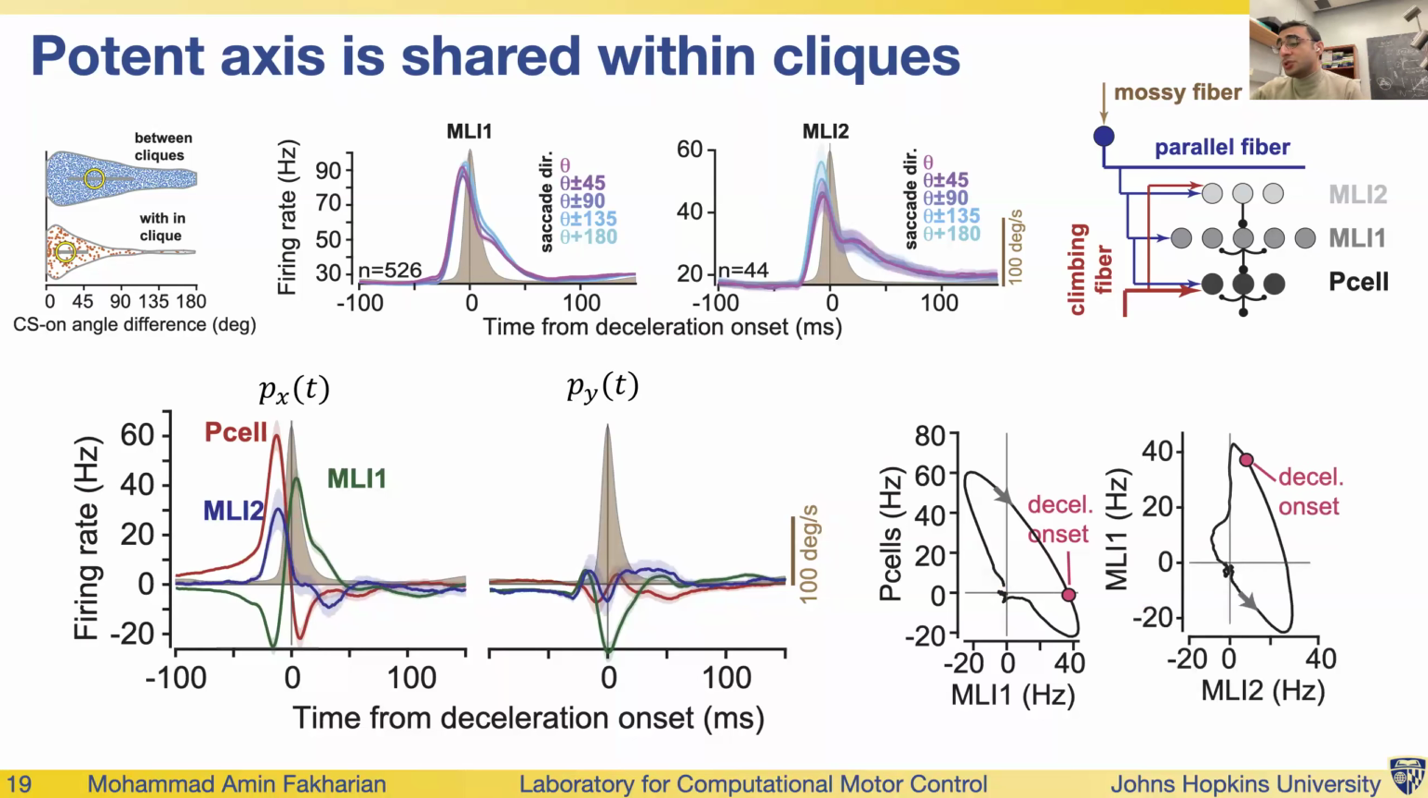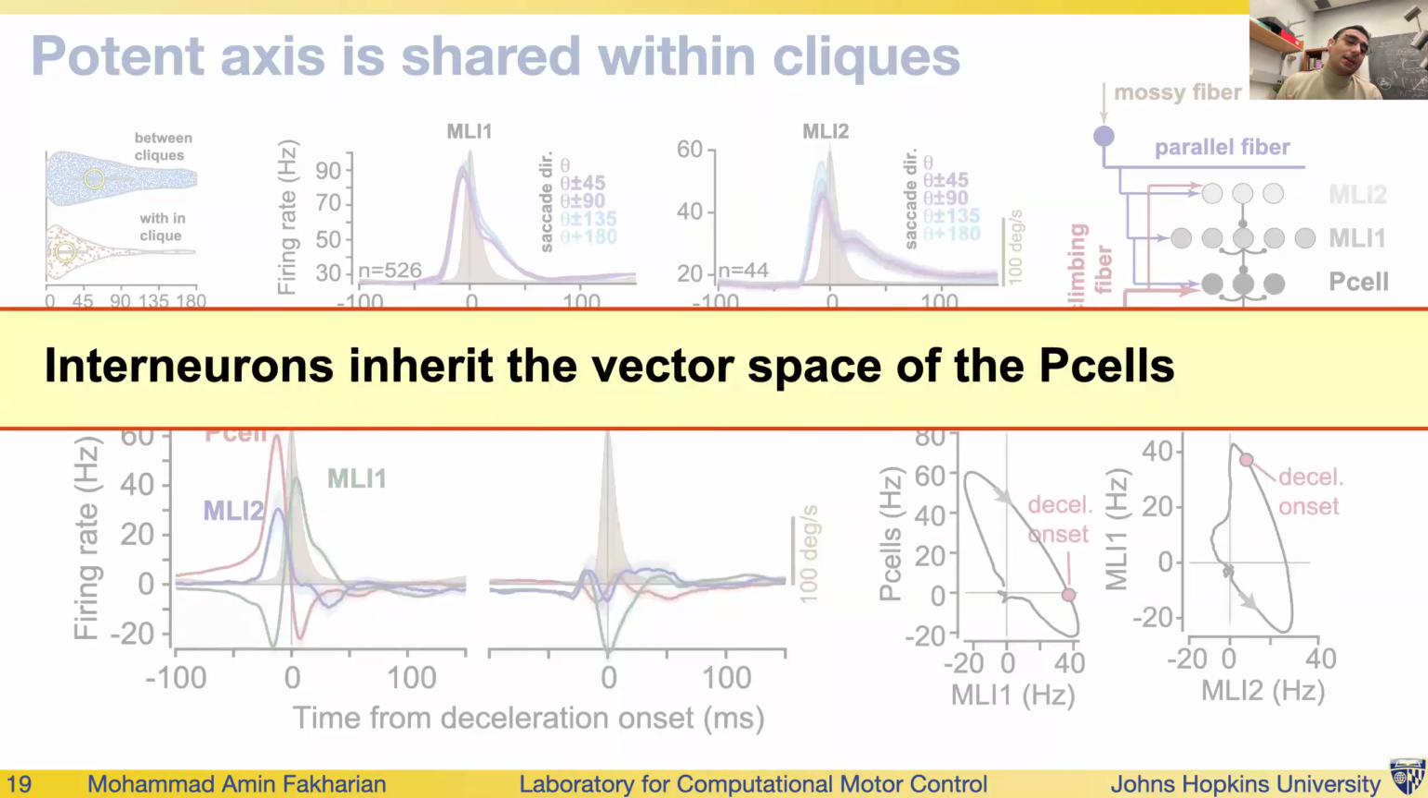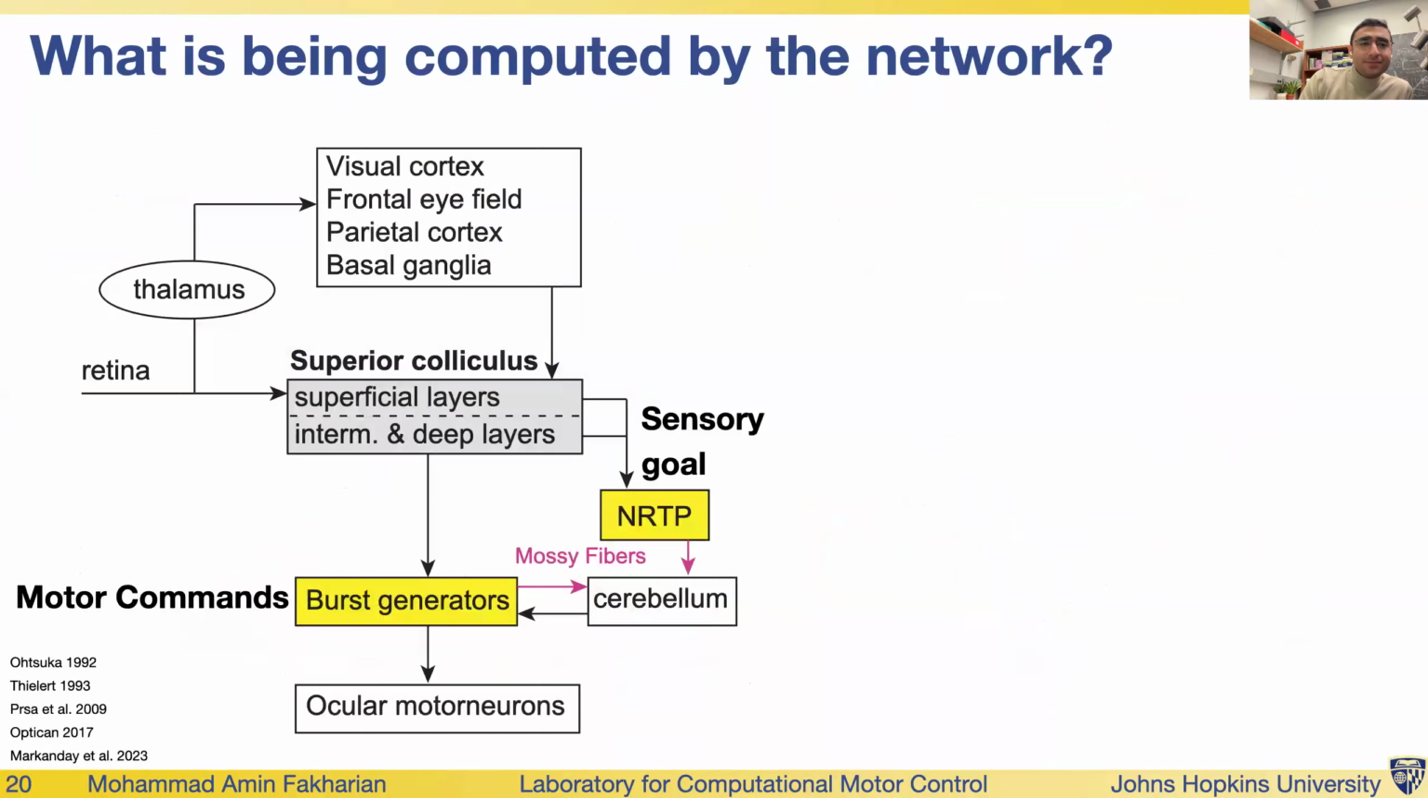And for MLI2s, the population activity is opposite of the MLI1s, as we expect. And again, a phase plot of the MLI2 as a function of MLI1 displays the negative interaction between the MLI2s and MLI1s. So we believe that putting the MLIs together using the shared potent vector in a clique would reveal the population response of the MLI. So interneurons inherit the vector space of the Purkinje cells.